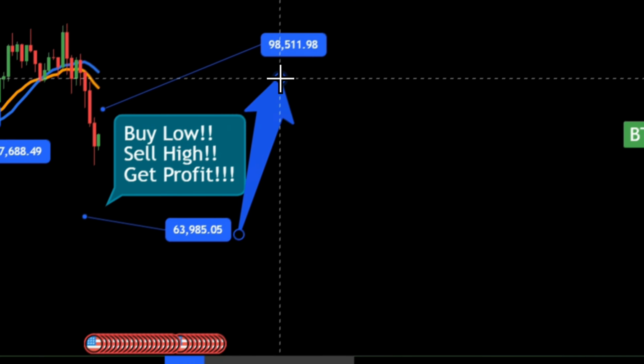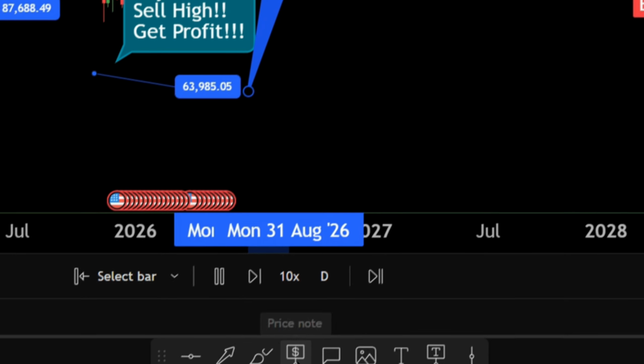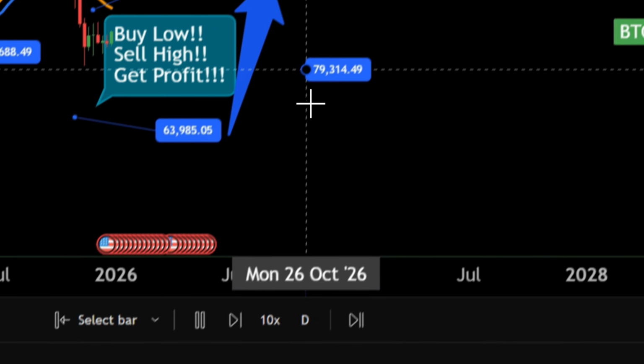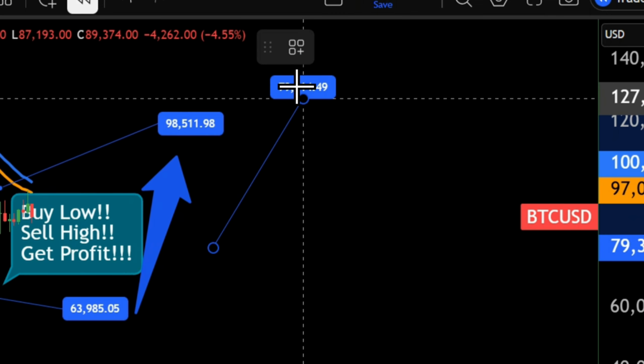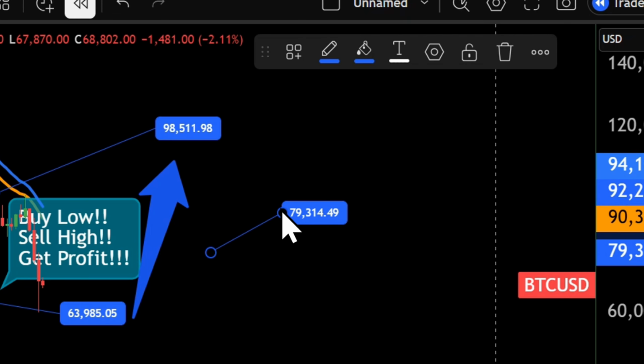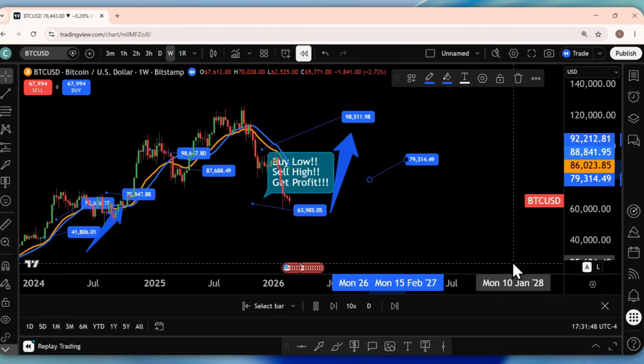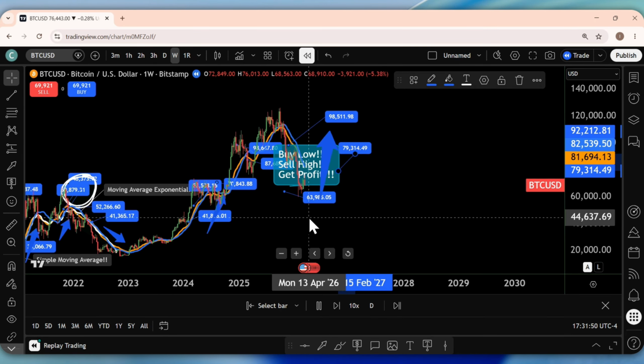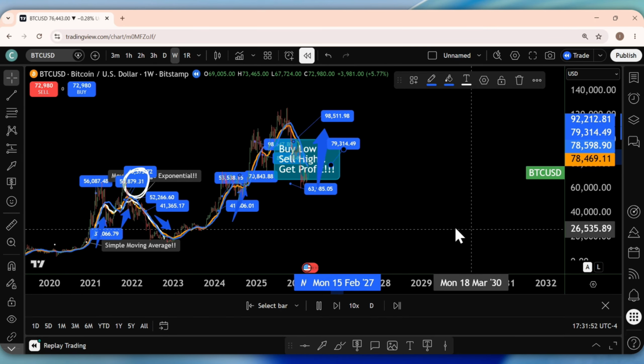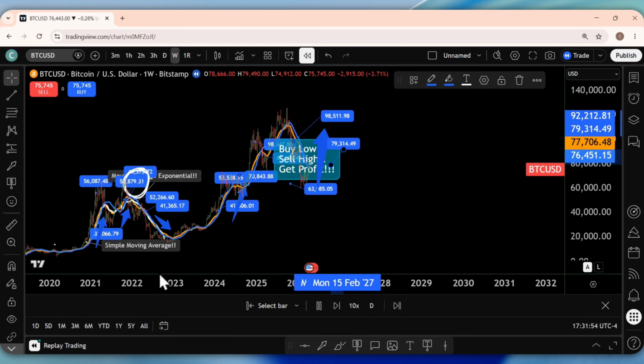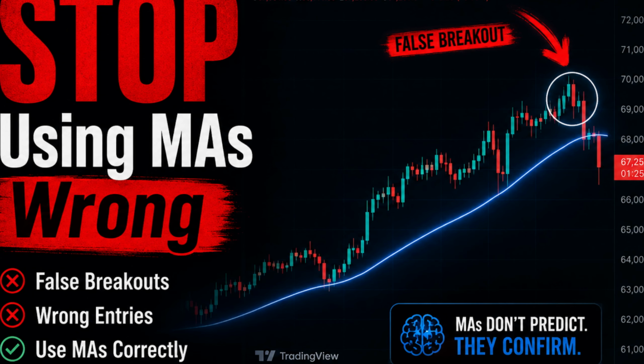But regardless of which version you use, moving averages should never be treated as future prediction tools. They don't predict where the market will go next. They simply help traders interpret existing market structure, trend direction, and momentum more clearly. And when combined with proper risk management and price action analysis, they can become a very useful part of a trading strategy.